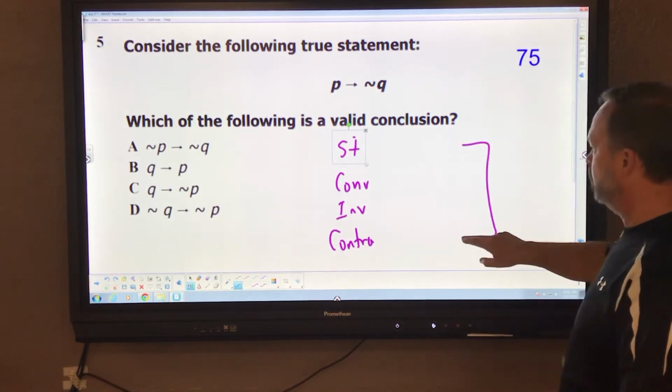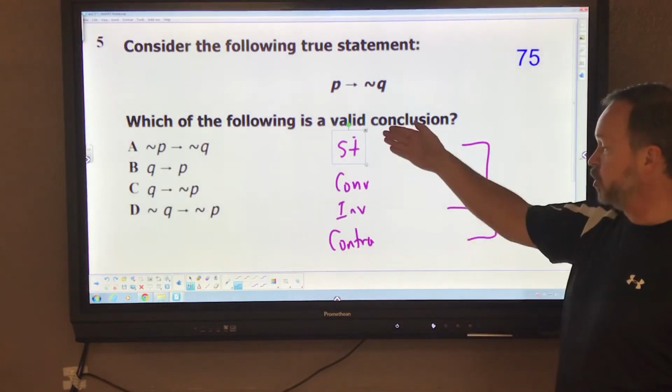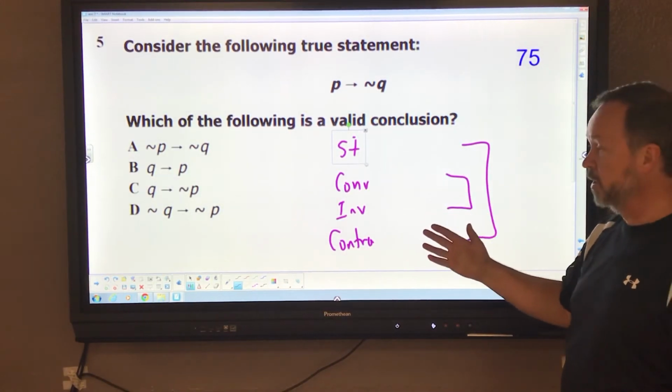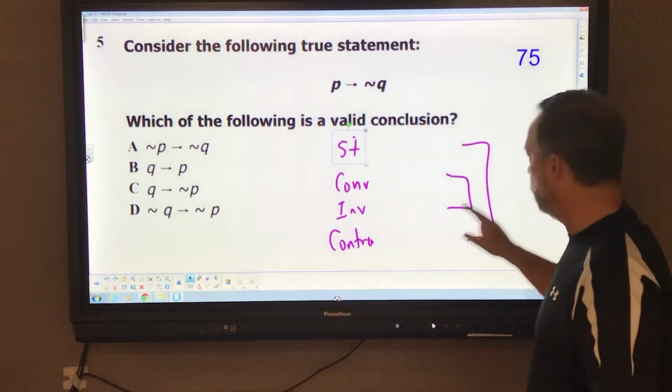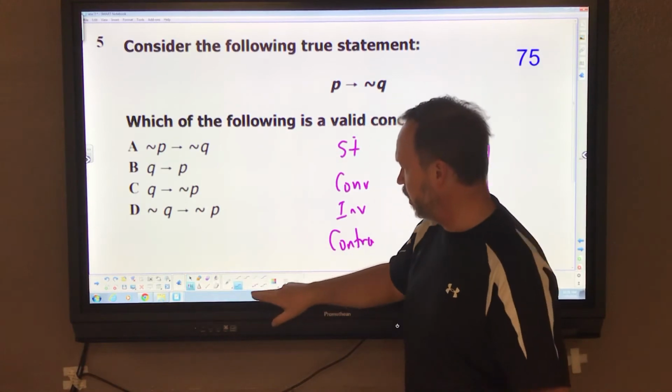These two have the same truth value. These two have the same truth value. That's just how it is. If that's true, then that's true. If that's false, then that's false. That's just how it works. So that's what we're dealing with here. So let me go here and do this.